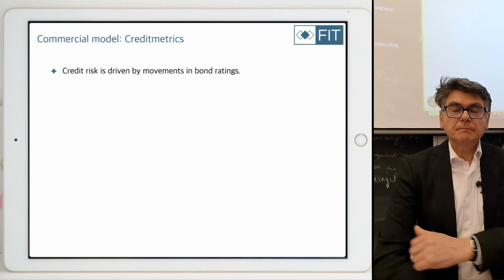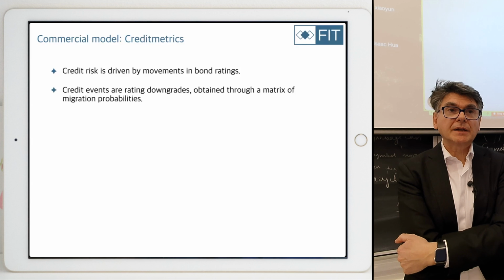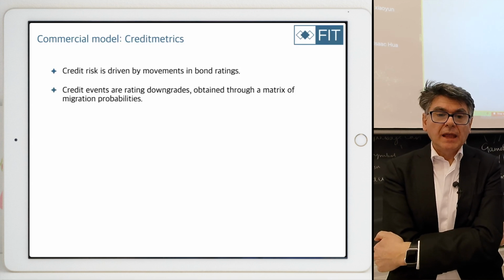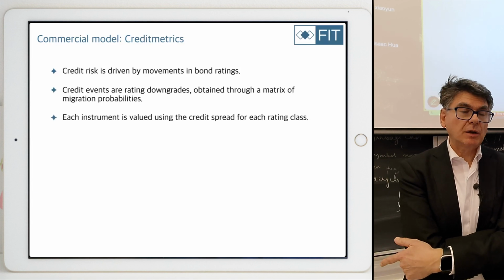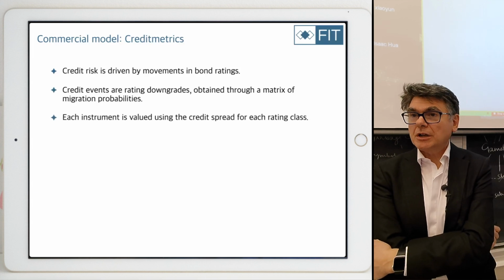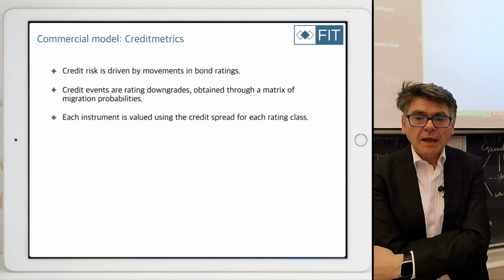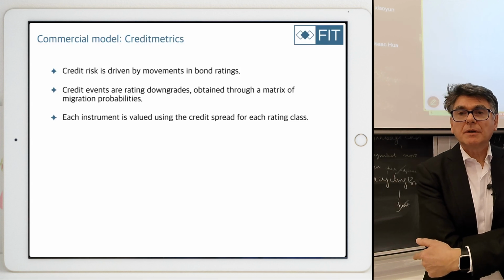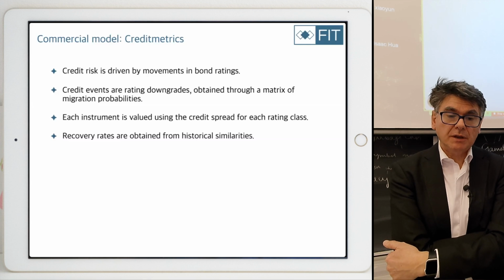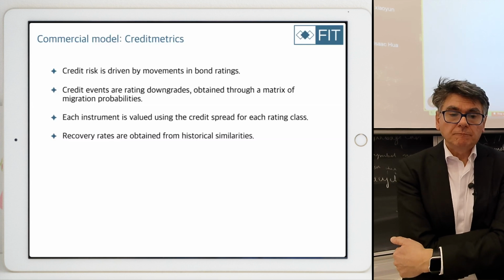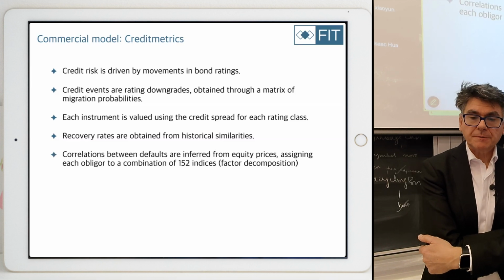In this one, credit risk will be driven by movements in bond rating. So it only applies to companies that issue bonds. And credit events are downgrades, with a transition probability matrix like we saw last week. So it's a Markov chain model. And each instrument is going to be analyzed through the credit spread for each rating class, for each state in the Markov process that we have. Recovery rates are obtained from historical similarities, so there's nothing deep about recovery rates.